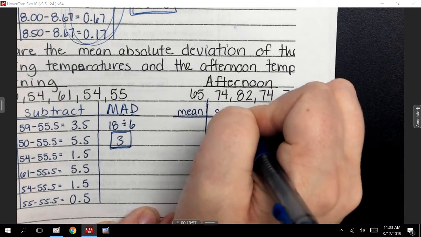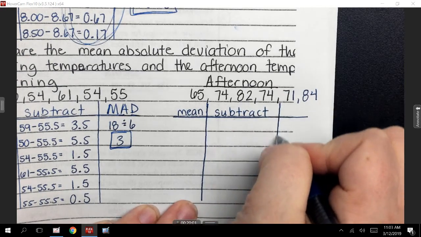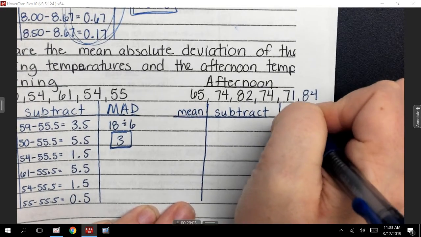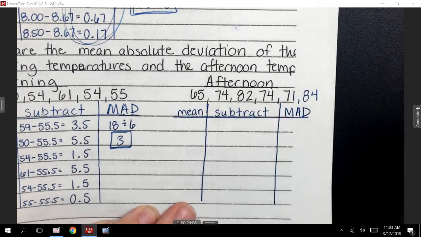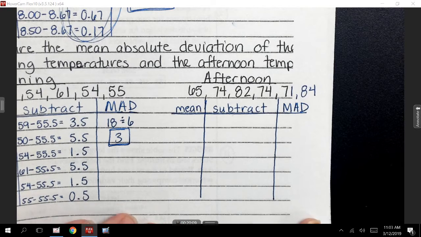Mean, subtract, and what's the last one? Mad. Okay. My mean, first thing, add them up. What do we get when we add them up?